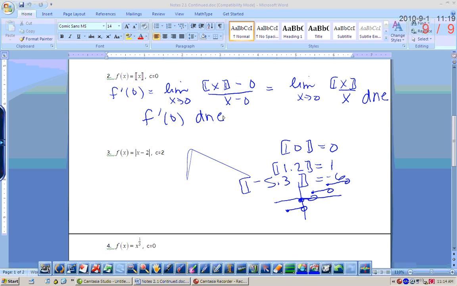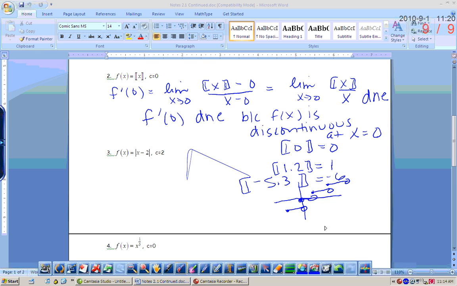Now, the reason that the limit does not exist at x equals 0, if you look at the original graph of the greatest integer function of x, is because f of x is discontinuous at x equals 0. The whole reason we plugged it into our calculator was because the limit as x approaches 0 doesn't exist. So anywhere a function is discontinuous, the derivative will not exist at that point.